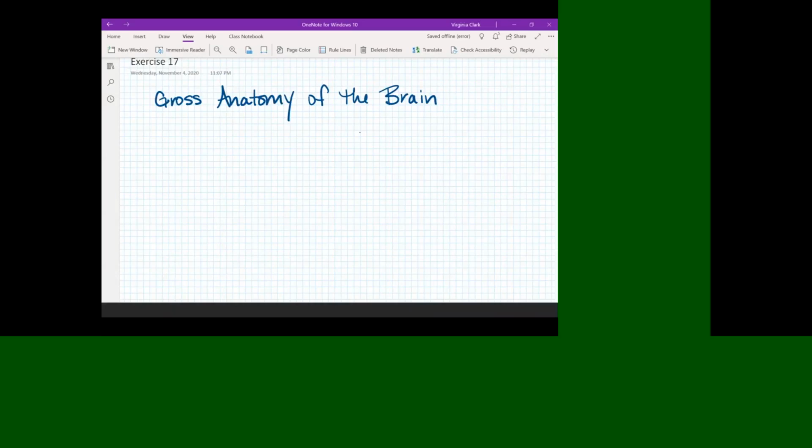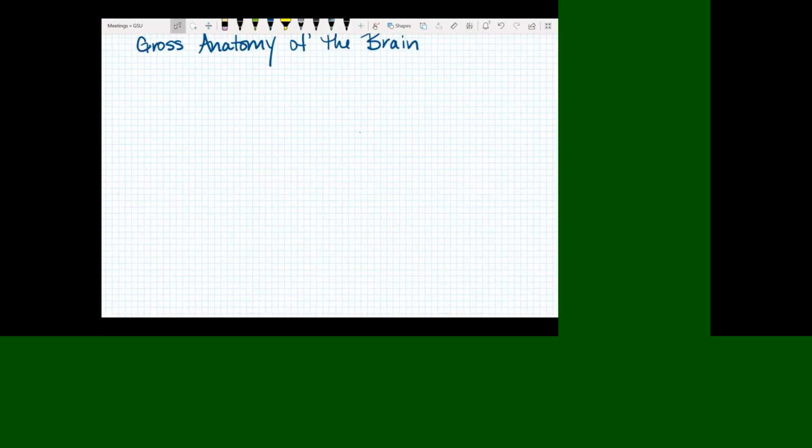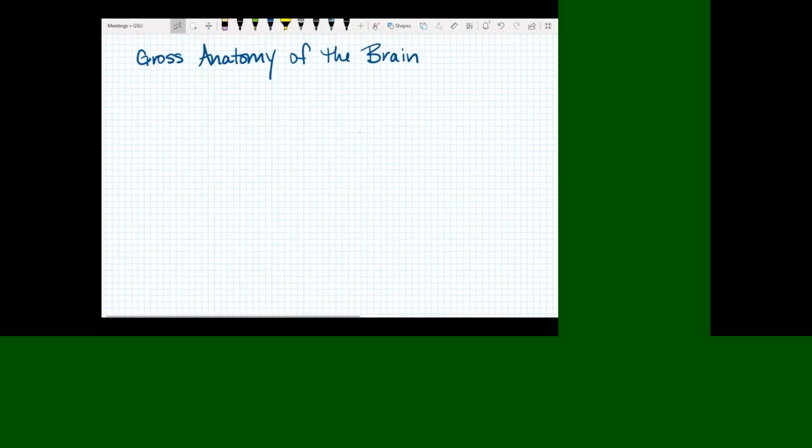Exercise 17, we're looking at the gross anatomy of the brain. So to start with this, just a brief review of what our central nervous system and our peripheral nervous system look like. So we've got our overarching nervous system, and it is split into two branches, the CNS and the PNS. This is going to be the central nervous system, and this is going to be the peripheral.